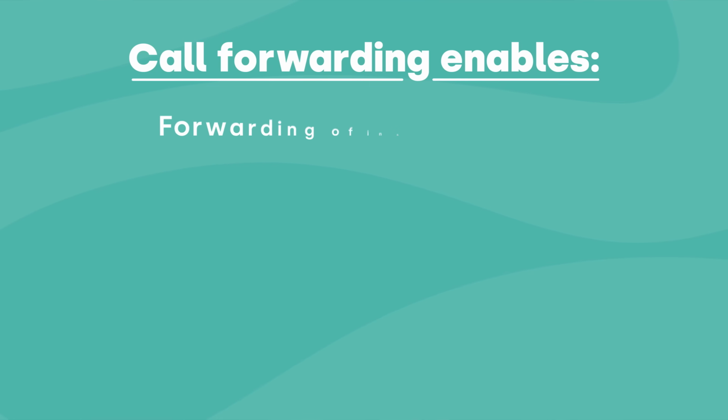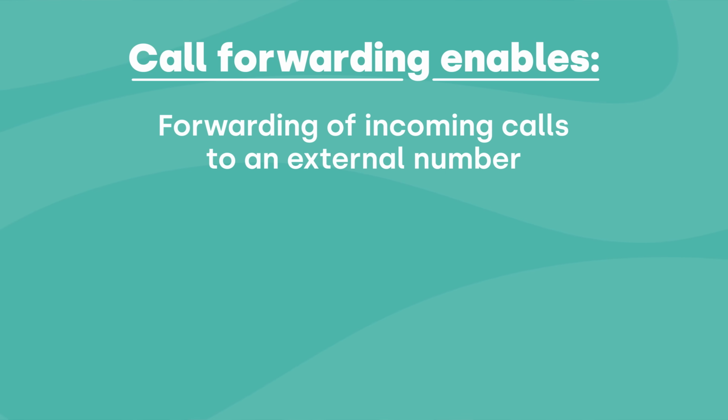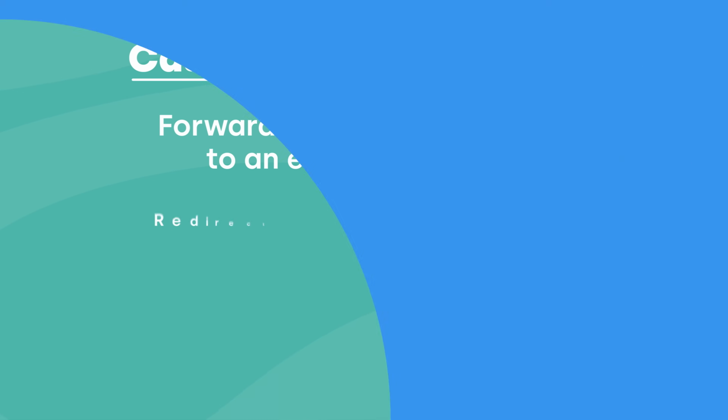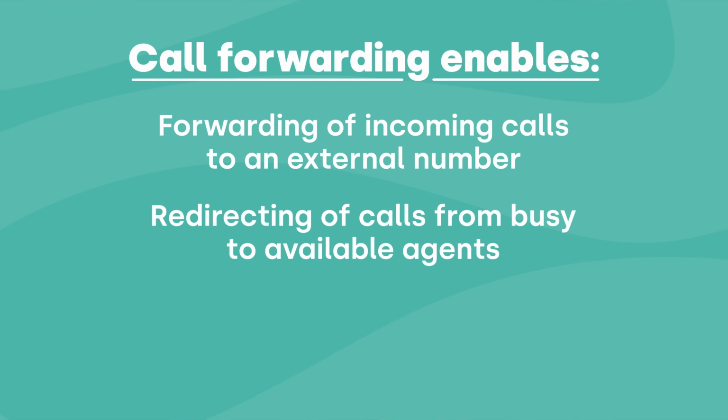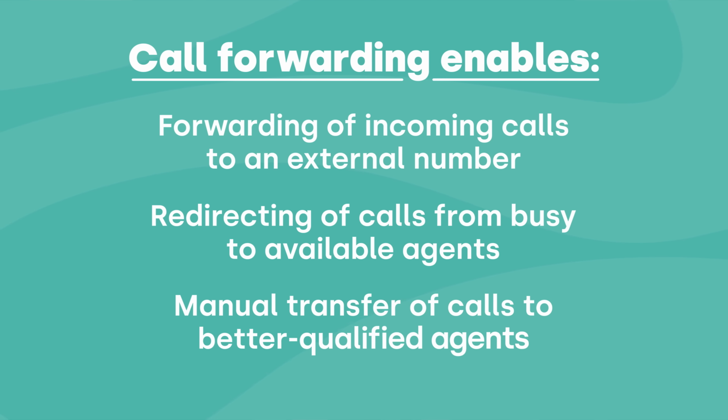Call forwarding does mainly three things. Automatically forward incoming calls to an external number during out of office hours, for example. This could be a mobile phone or an external agency. Automatically redirect inbound calls assigned to busy agents to available ones. And enables agents to manually transfer calls to a colleague who is better equipped to help them in a different department, for example. So let's take a look at how you can set up call forwarding for yourself.